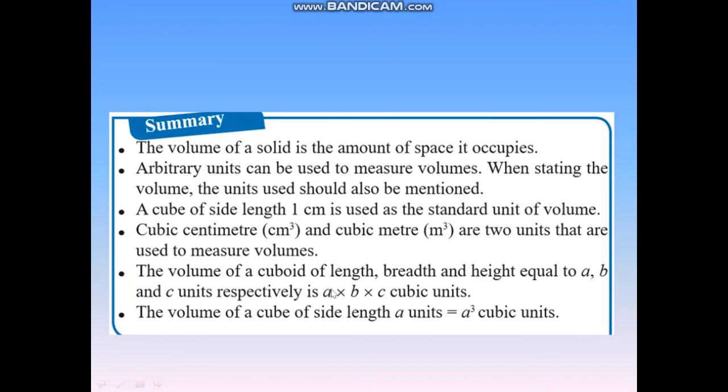You got that right? So you get the volume of a cuboid as length into breadth into height, and we express it in cubic units. Volume of a cube of side length A units is equal to A to the power 3 cubic units. A to the power 3 means A into A into A. A should be multiplied by itself 2 times, right?